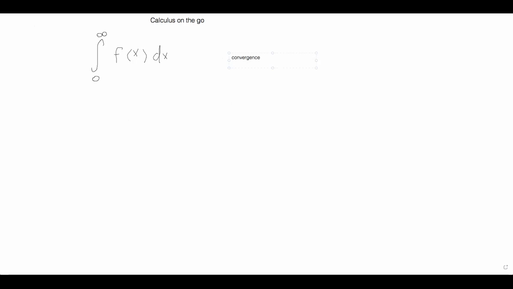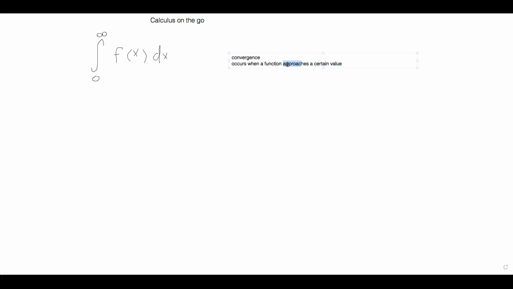Remind yourself that convergence in general, in a math context, not specifically with integrals, occurs whenever it looks like we are approaching a certain value. So this part right here approaches a certain value. It sounds kind of familiar.